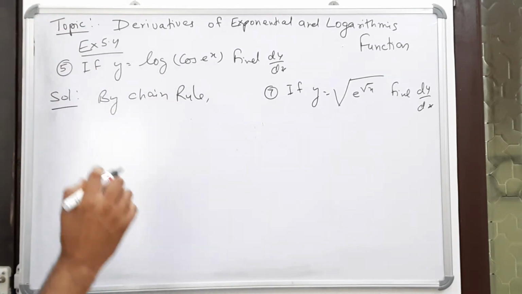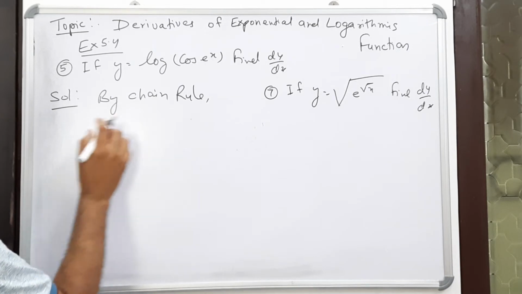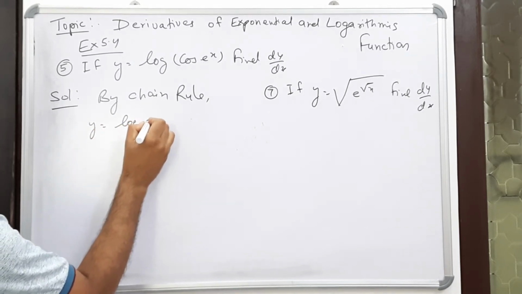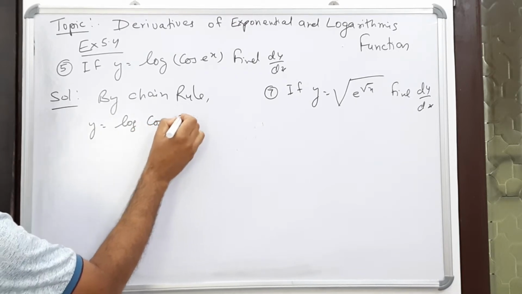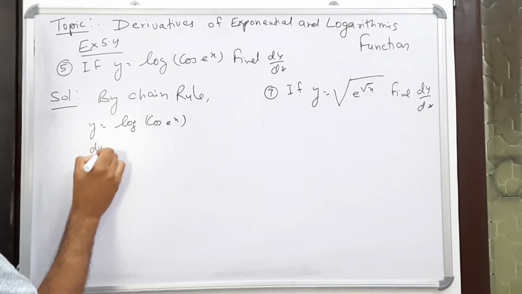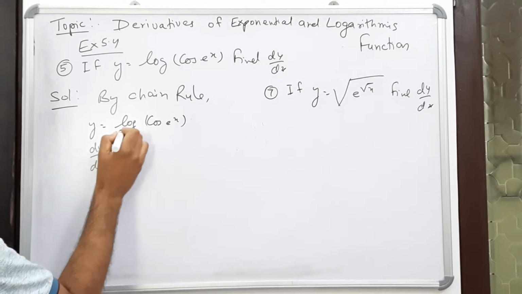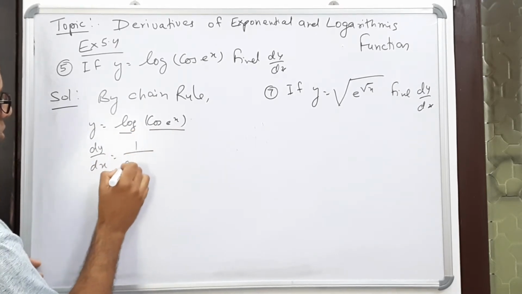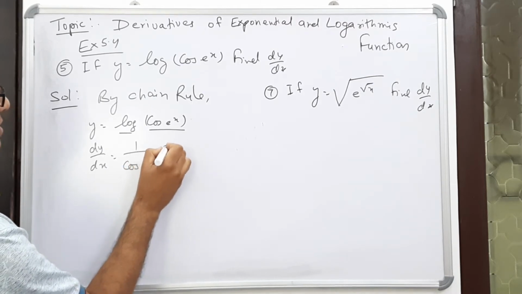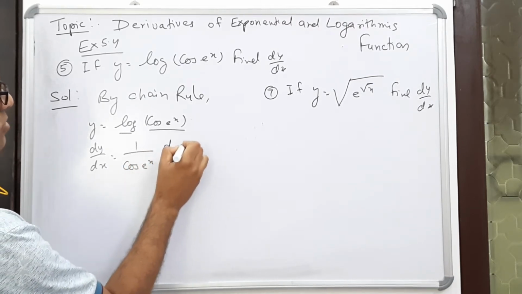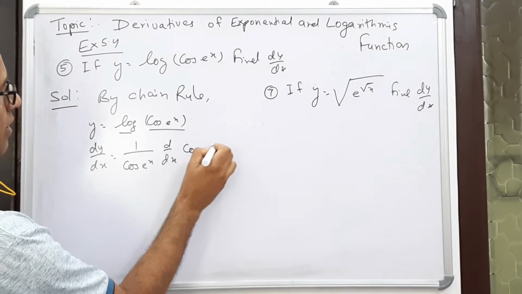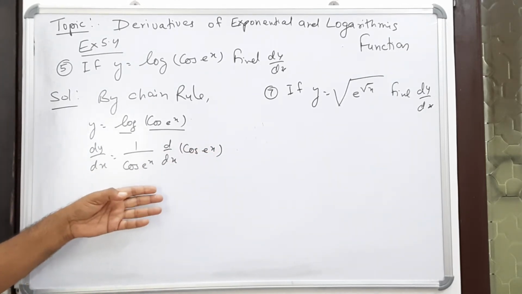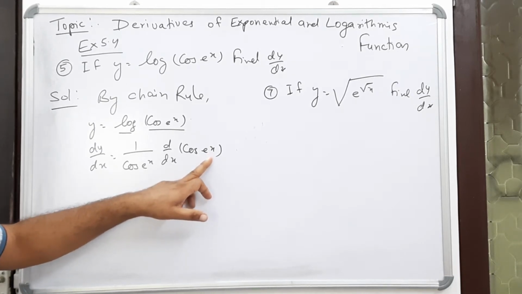Sum number 5: y equals log cos e power x, then find dy by dx. In this problem, by using the chain rule, dy by dx will be 1 upon cos e power x into d by dx of cos e power x. This is the chain rule which we have done. The extra part here is that we are using an exponential function.